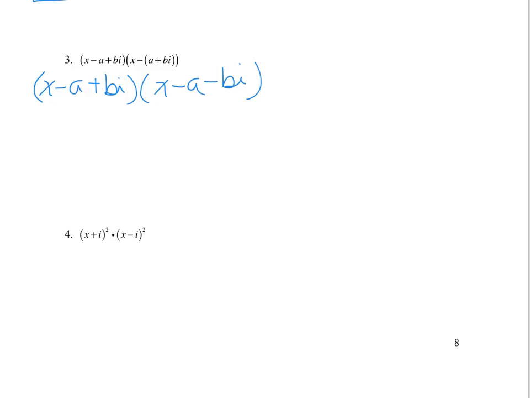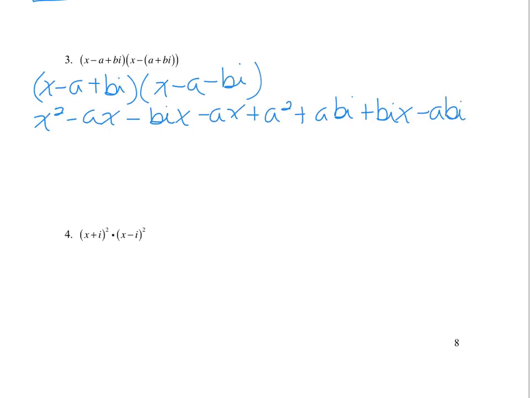So here I go. I'm going to end up with x squared minus ax minus bix. Okay, that took care of multiplying through the x. Now I've got to multiply through by the negative a. So negative ax plus a squared plus abi, only because it's alphabetical order. All right, so now we have leftovers to multiply the positive bi. So I have plus bix minus abi minus b squared i squared.